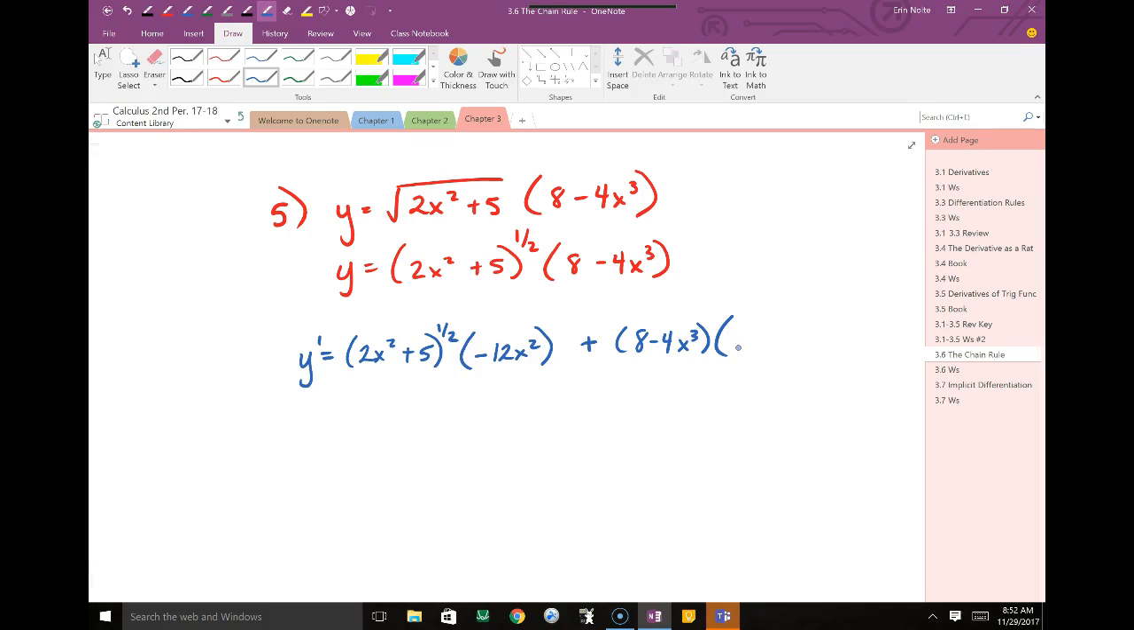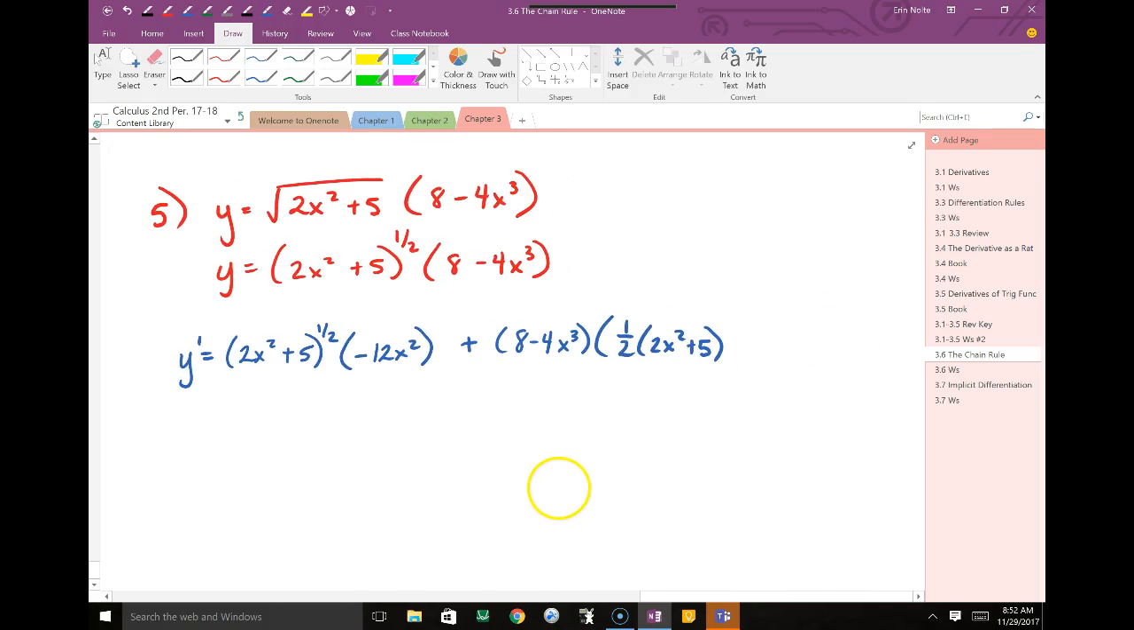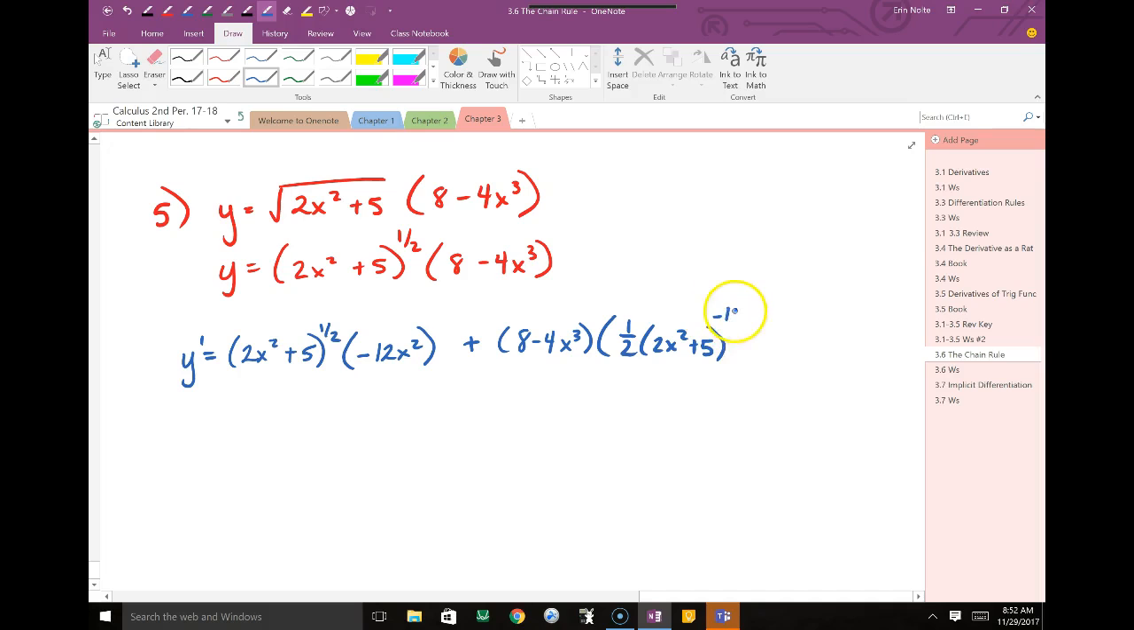Good. D first. So how do I derive my first? Chain rule, right? So we have to do the outside. So what's the first part? 1/2 times my stuff to the what? What's my new exponent? Negative 1/2. Then times the derivative of my inside. So what's the derivative of 2x squared plus 5? 4x.